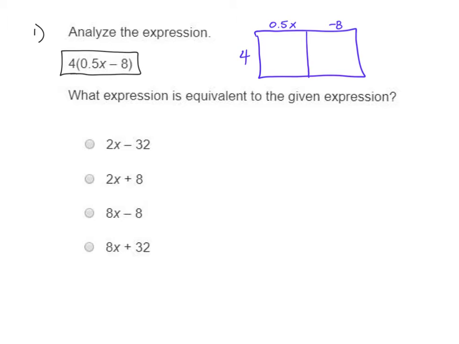Okay, on your paper, we are going to multiply to fill in your box. 4 times 0.5x is going to give you 2x. 4 times negative 8 is going to give you negative 32. So rewrite this as an actual expression. Therefore, which one is your answer? The 2x minus 32 is your answer. So on your paper, you need to put down 2x minus 32 is the correct answer. And then you can move along.